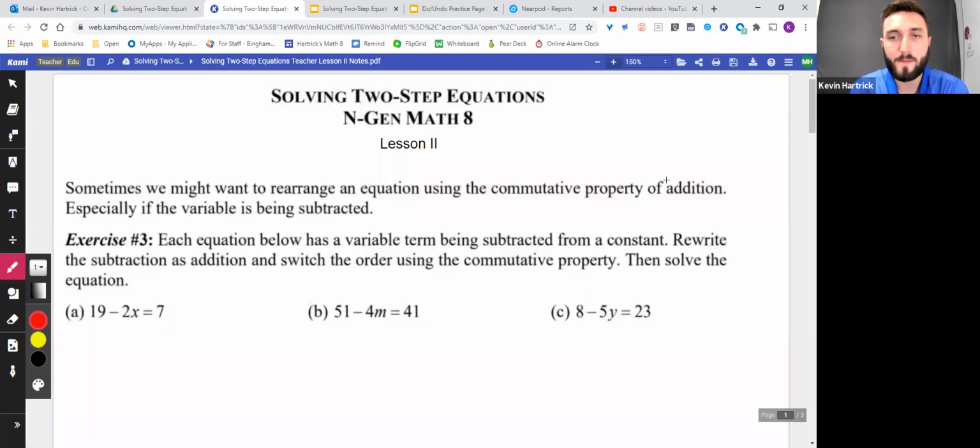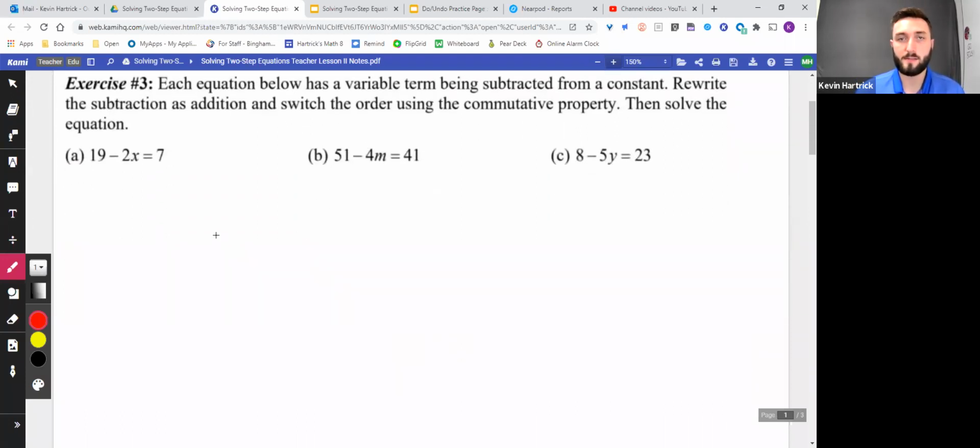So exercise 3. Each equation below has a variable term being subtracted from a constant. Remember, variable terms are the ones that have variables on it. A constant's the one that doesn't. Rewrite the subtraction as addition and then switch the order using the commutative property, then solve. All right, so we got some work to do here.